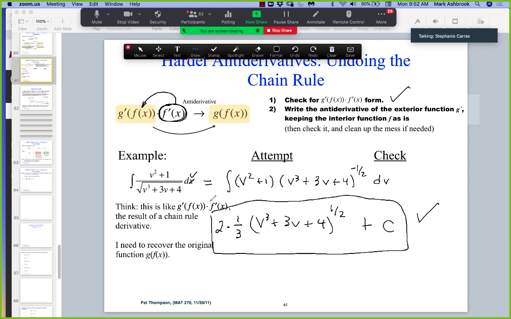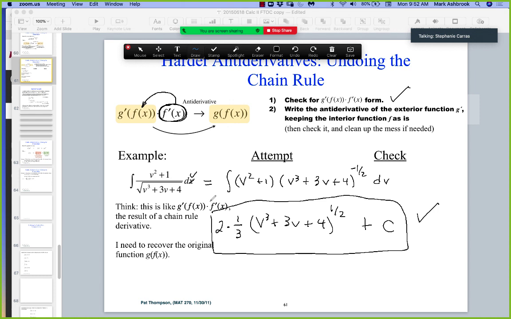So then to check if you're right, you would just find the derivative of the 2 times 1/3 times 1/3. Yes, you can always take the derivative.